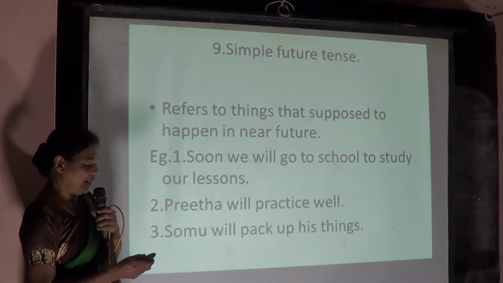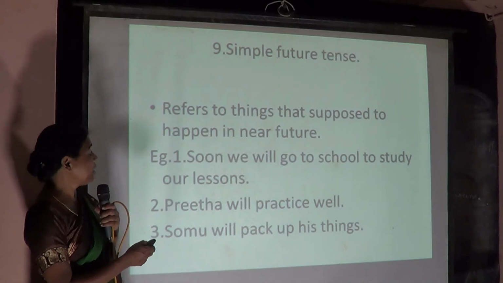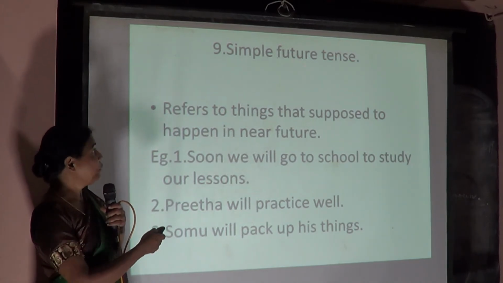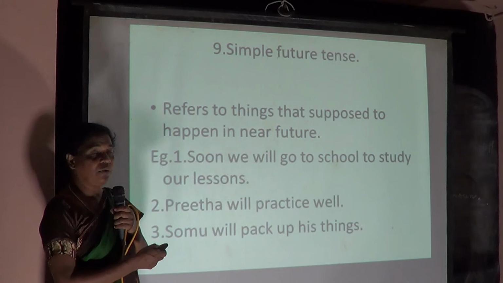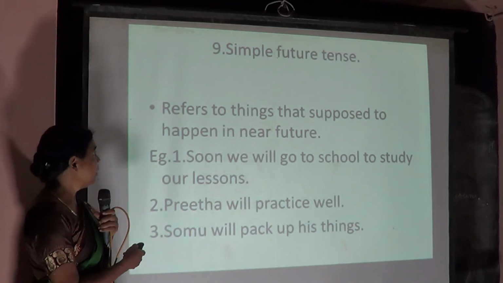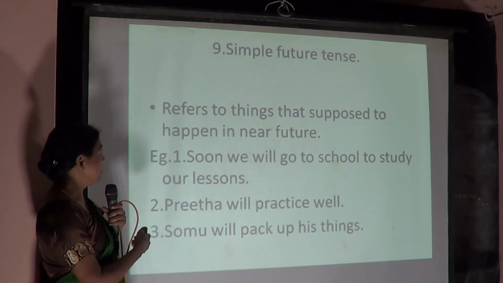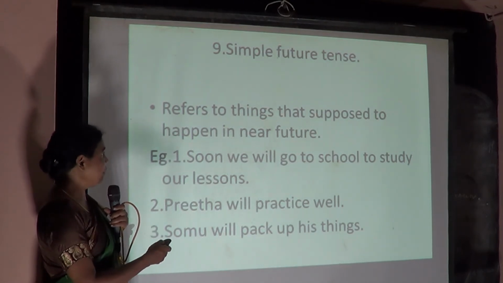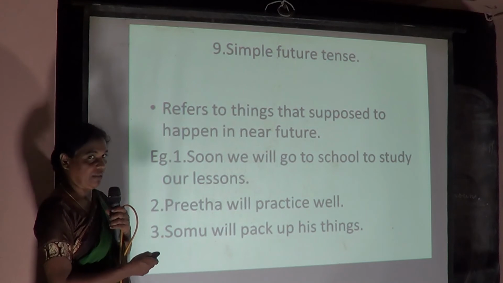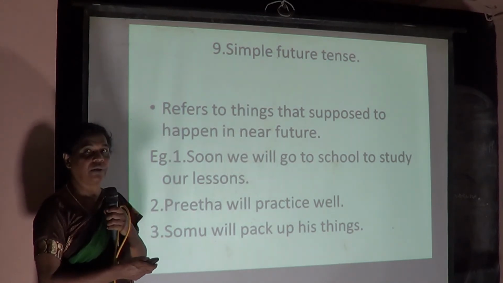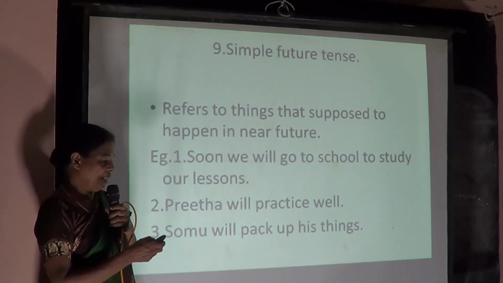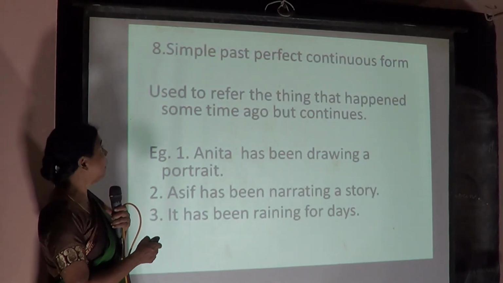And now the ninth one we move on to. My ninth one is the simple future tense. Here, it refers to the things that are supposed to happen in the near future. Simple future tense, supposed to take place in the near future.